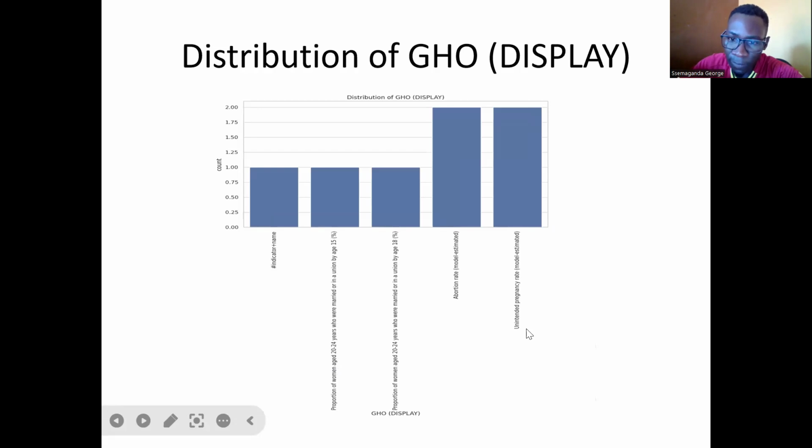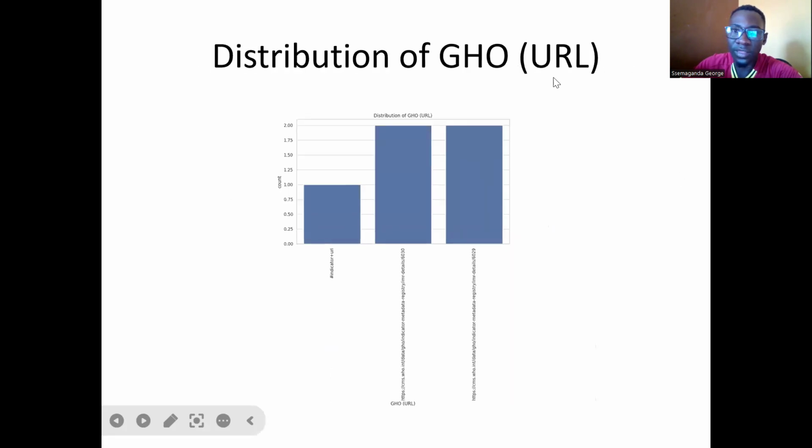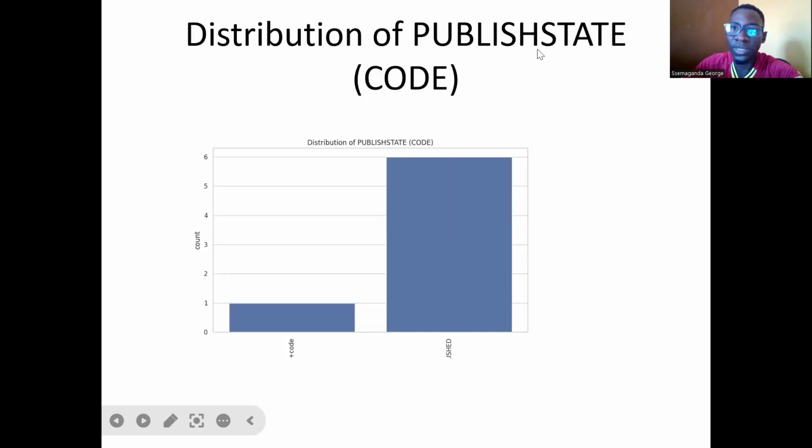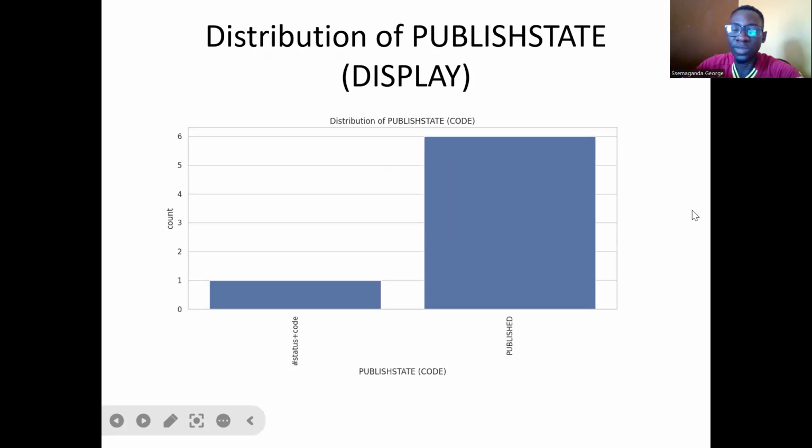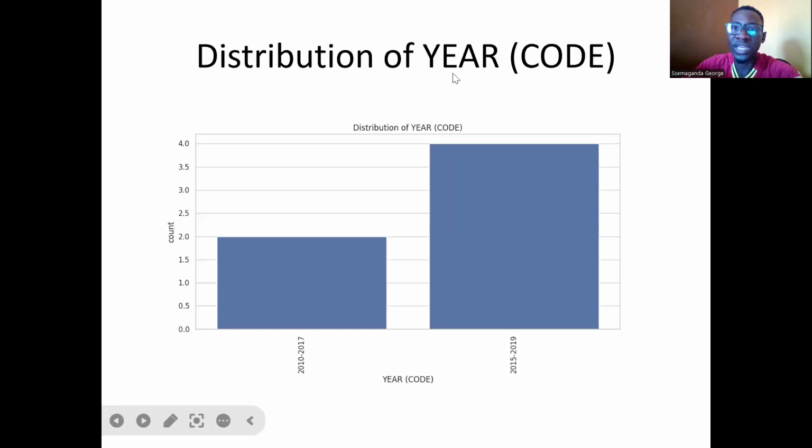Then this one is the unintended pregnancy rate model. So basically, this is the display to a given indicator. And then this is basically a URL to a given indicator. Then the published state, maybe the state through which this indicator is being collected, then the published display, and then the distribution year.